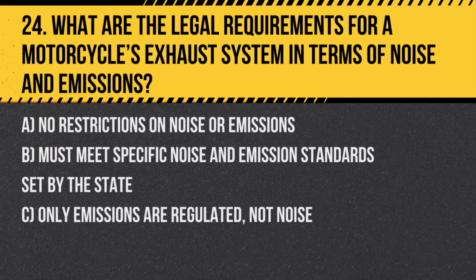Question 24. What are the legal requirements for a motorcycle's exhaust system in terms of noise and emissions? A. No restrictions on noise or emissions. B. Must meet specific noise and emission standards set by the state. C. Only emissions are regulated, not noise. Answer B. Must meet specific noise and emission standards set by the state. California has strict regulations to control noise and emissions for motorcycles.